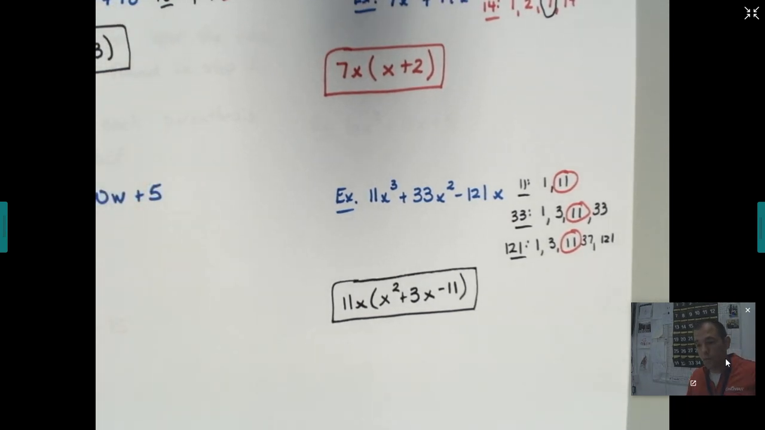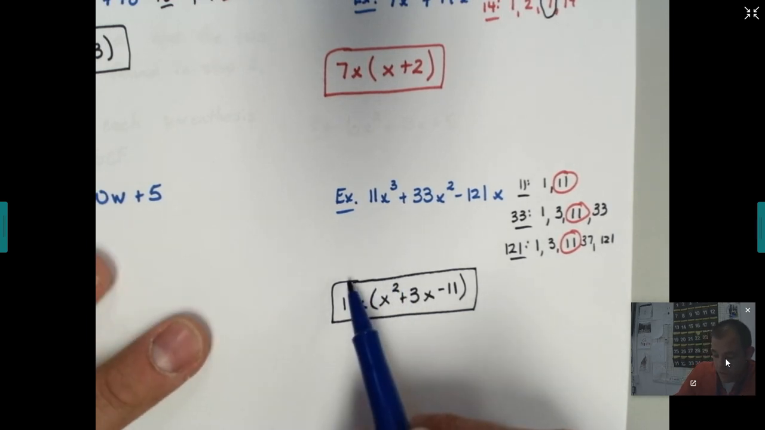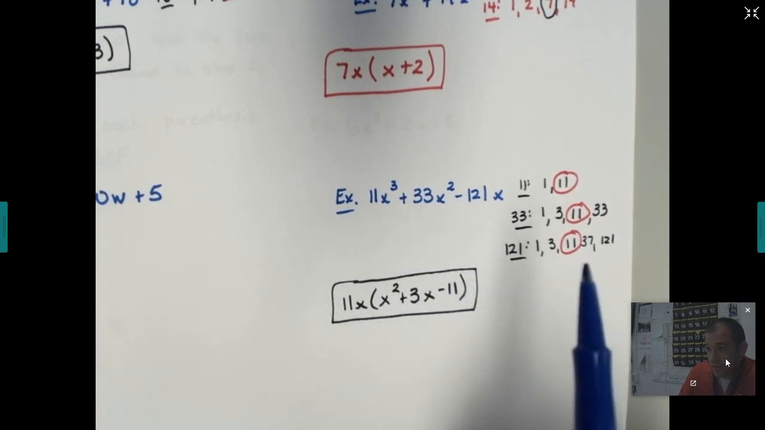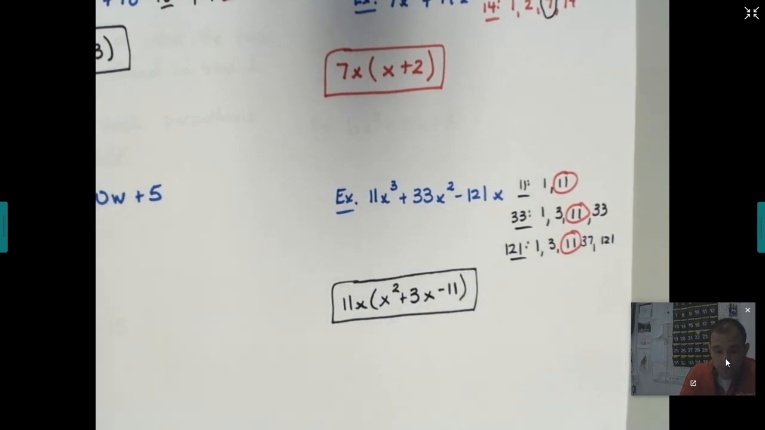Take out whatever they have in common is what we're looking for. And if you were confused on if you got it right, you could always multiply this back in. If you distributed that 11 back in, it should take you right back where you started. So you can check to see if you are right before you move on. Okay?